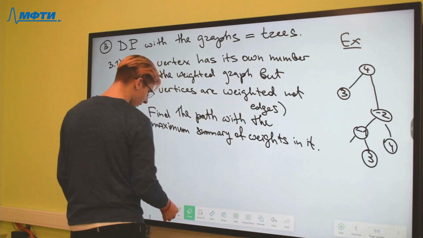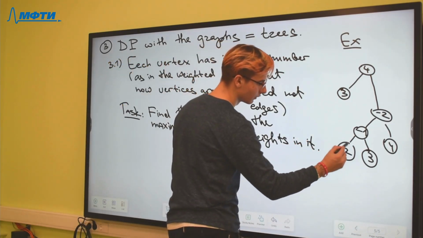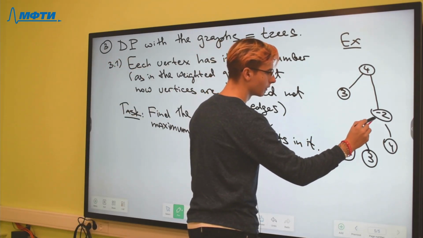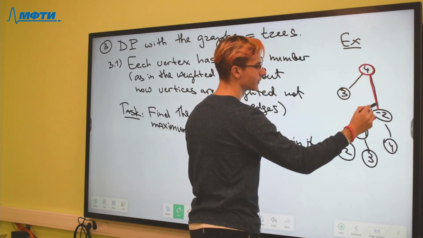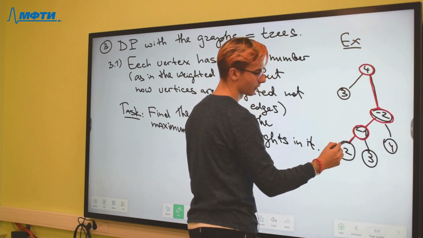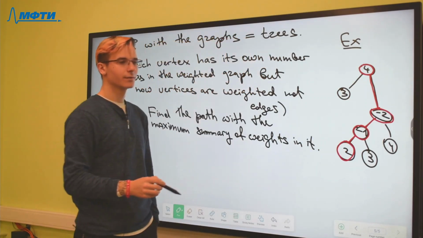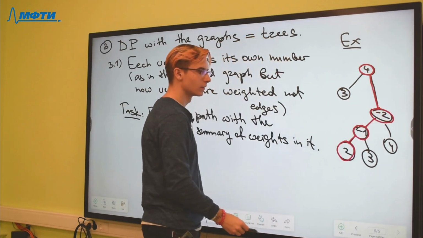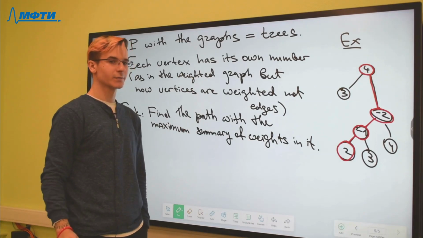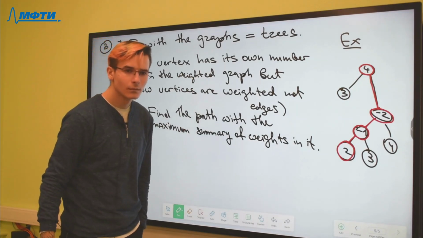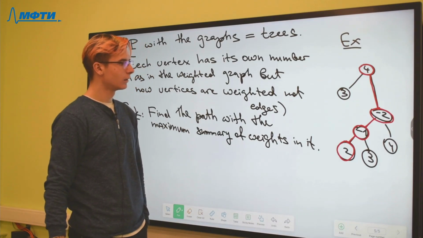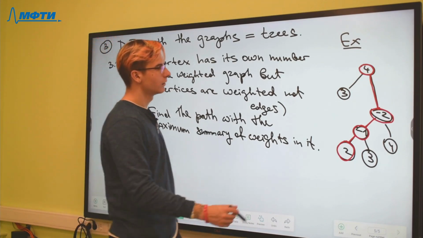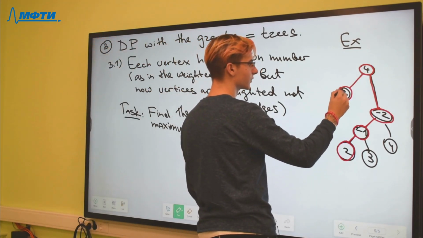If we find, for example, this way, we need to sum all of the vertices in this path. And we cannot skip, for example, this vertex. We cannot do it. We sum all of the vertices in this path. No. We can find, for example, these paths too.